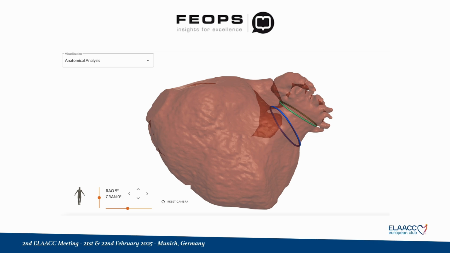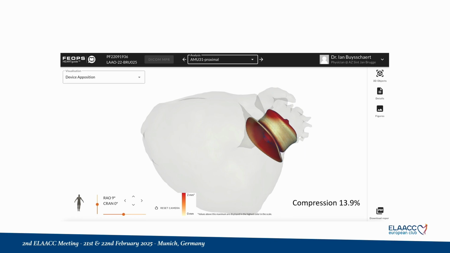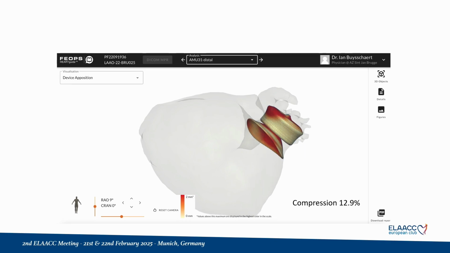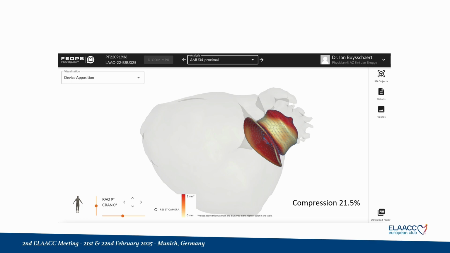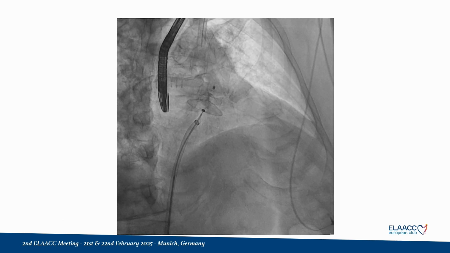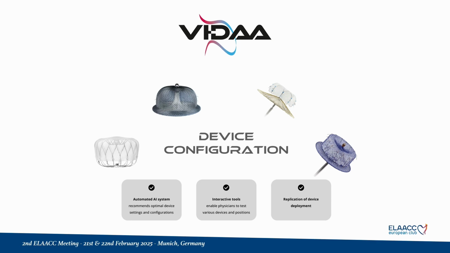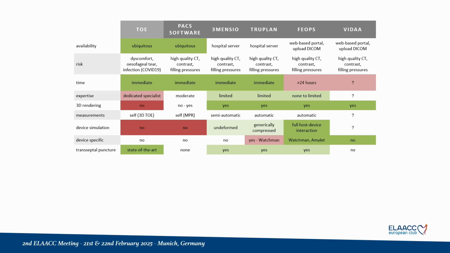But the true advantage is with FEOPS, where you have definitely a host-device interaction, where you can play with the different devices in different positions, 28 distal, 31 proximal, 31 distal. You can see the compression as well. That might be too big, too proximal. So 31 distal is the way to go. And indeed, this is what we could finally implant. Vida also have, on their website at least, the different simulations.